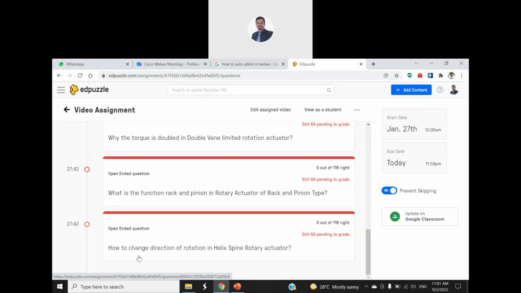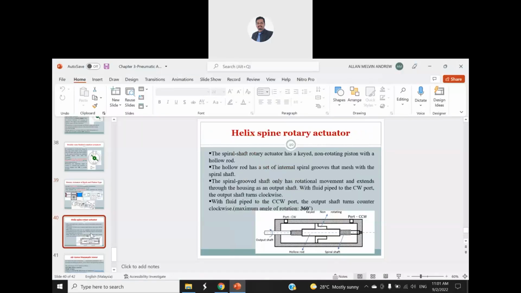Okay, we move to the last one. For today it's already 11 o'clock. How to change direction of rotation in a helix spline rotary actuator? Dari clockwise ke counterclockwise. Supply from different ports. So you just invert the ports. So if you want it to rotate counterclockwise, compressed air must be entering through the counterclockwise port.